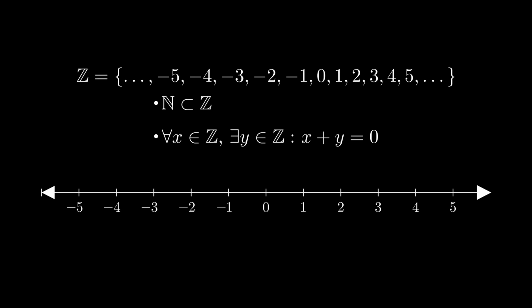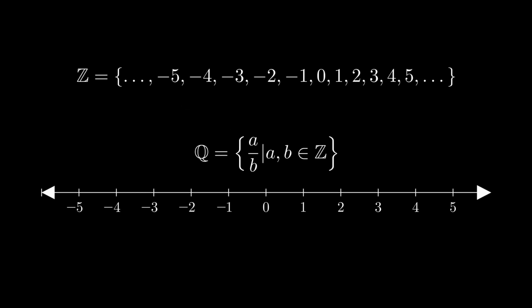However, division, defined as the inverse of multiplication, is not closed. The solution to this is to add a number for every combination of one integer divided by another. This defines the rational numbers Q. Q effectively fills in the space between the integers.